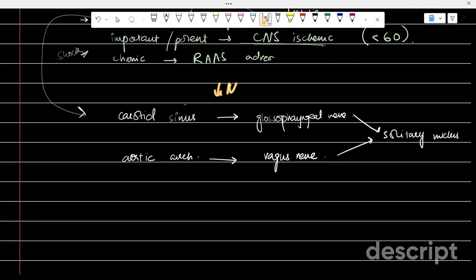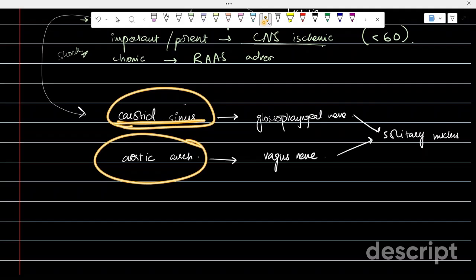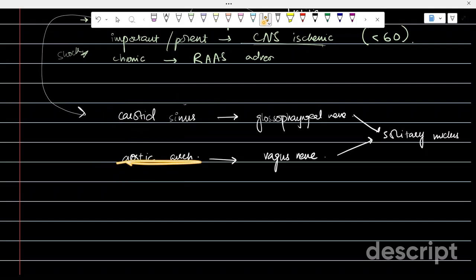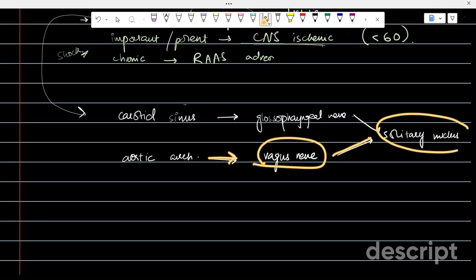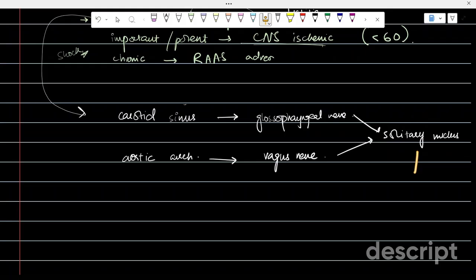Whenever there is a decrease in mean arterial pressure, there will be less stretch on the vessels. The baroreceptors in the adventitia, especially those in the carotid sinus and the aortic arch, will detect it. The carotid sinus will send a stimulus through the glossopharyngeal nerve, and the aortic arch through the vagus nerve, towards the solitary nucleus in the medulla, and this will in turn increase the mean arterial pressure. There will be a decreased firing. So due to decreased firing of baroreceptors, the blood pressure will increase.